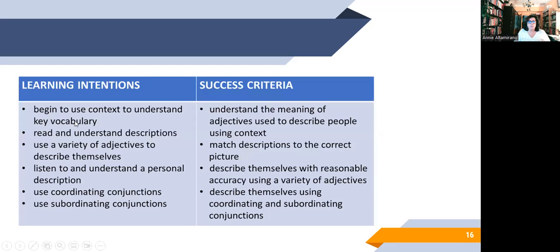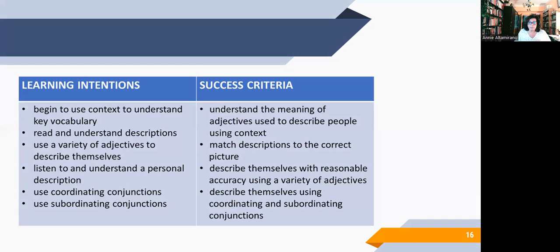For example, we have these learning intentions. Begin to use context to understand key vocabulary. This would be the learning intention. That is, what the students are going to learn or to understand. The success criteria is understand the meaning of adjectives used to describe people using a context. Another one, for example, listen to and understand a personal description. That is the learning intention. Now, the success criteria is describe themselves with reasonable accuracy using a variety of adjectives.